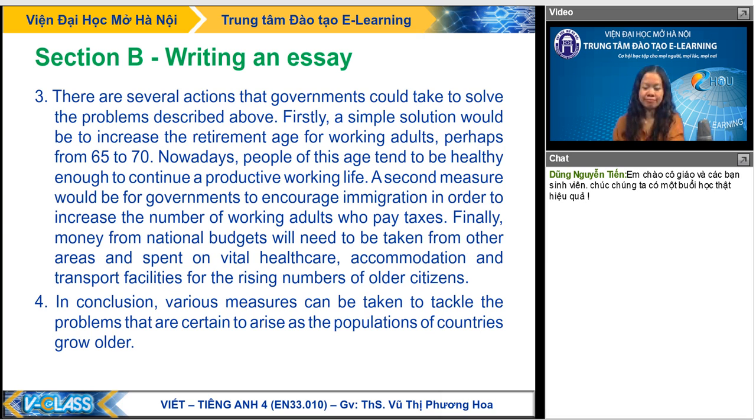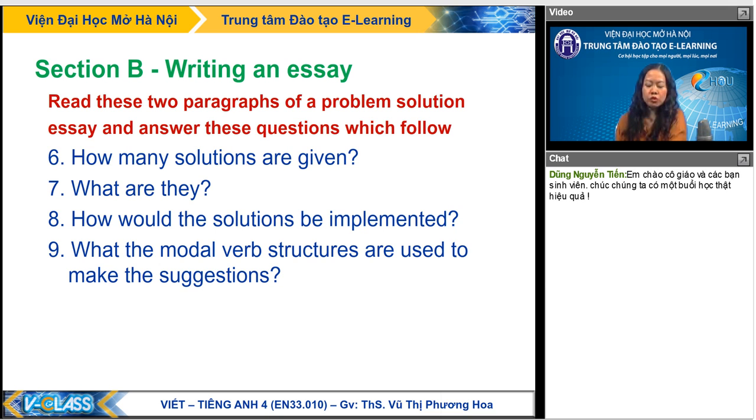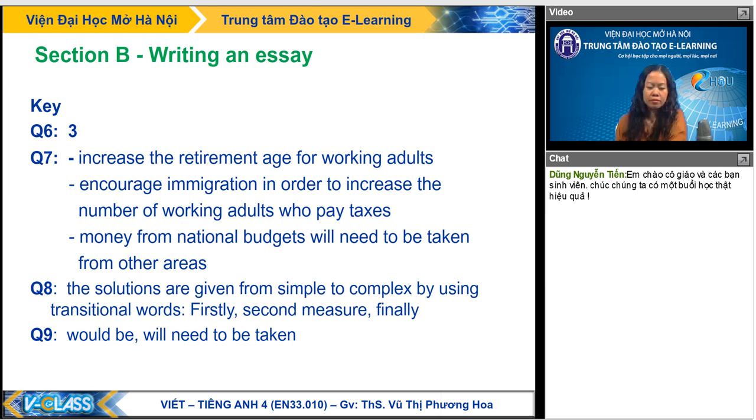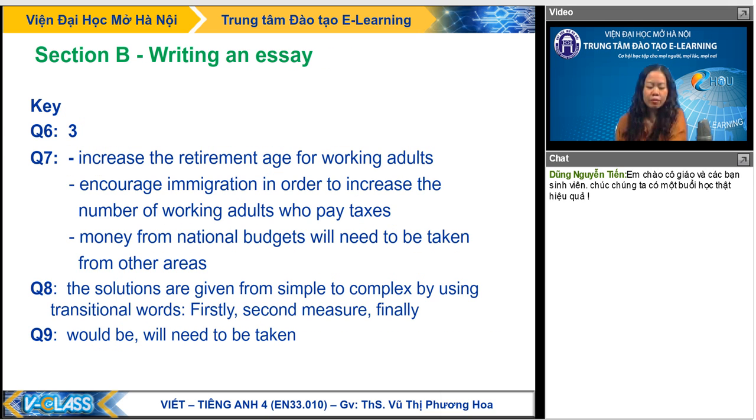Finished? Now here's the key. For question number 6, how many solutions are given? We have 3 solutions. For question number 7, what are they? Our first solution is to increase the retirement age for working adults. To encourage immigration in order to increase the number of working adults who pay taxes. The last solution, the money from national budgets will need to be taken from other areas.